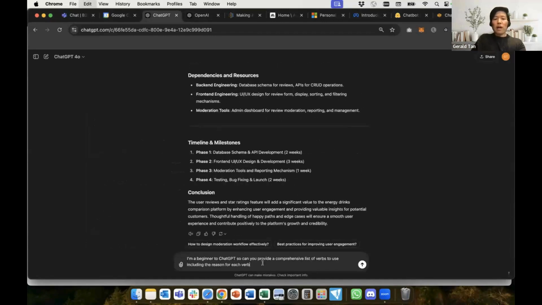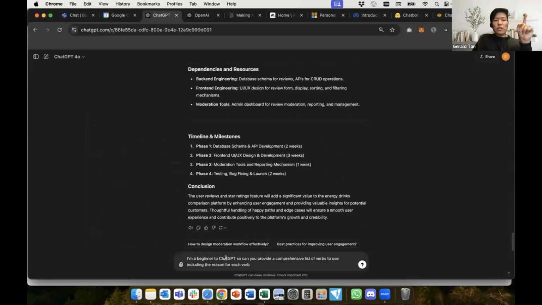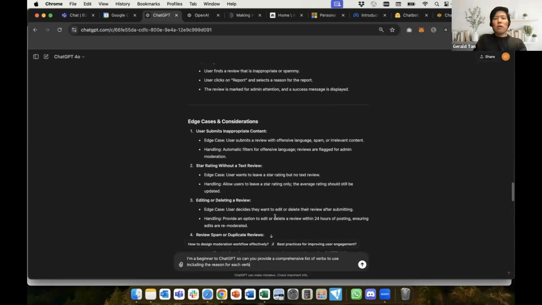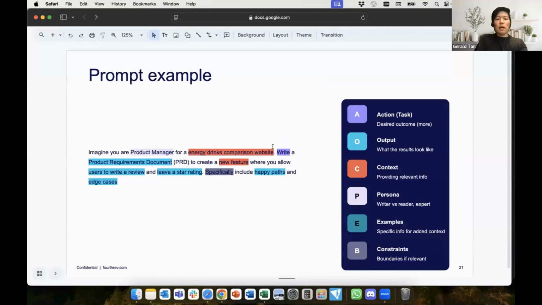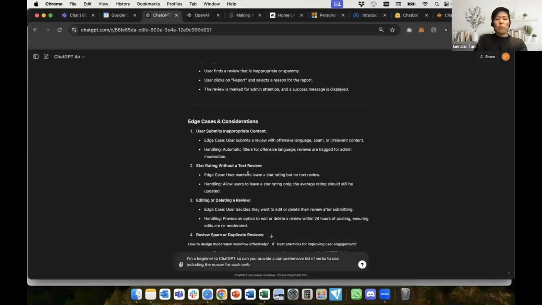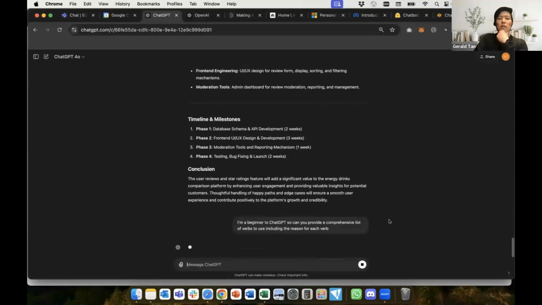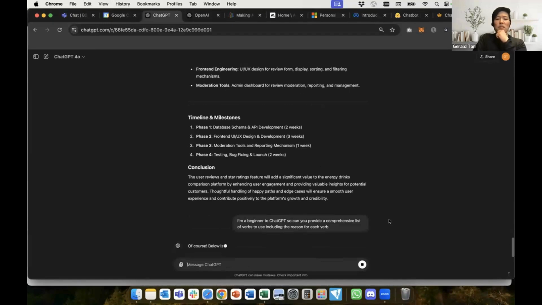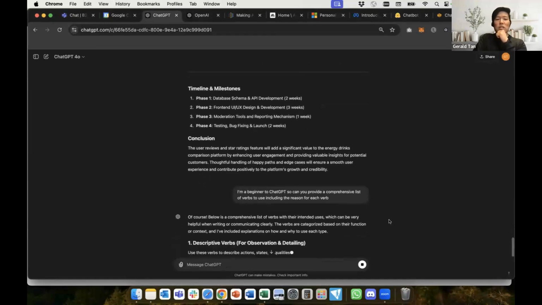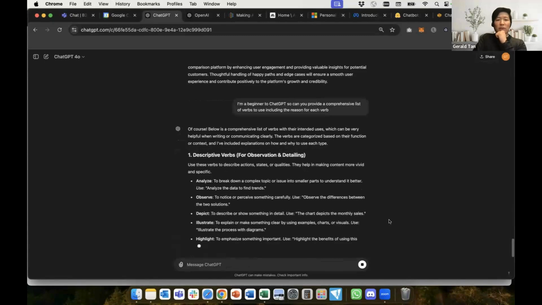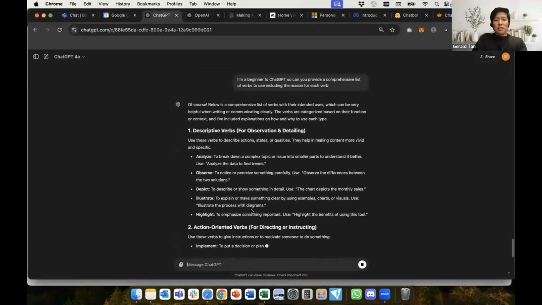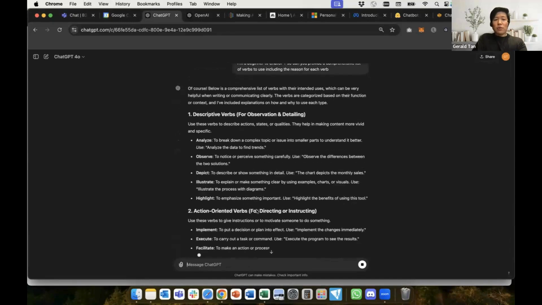And just to show you why refinement is important: I'm a beginner to ChatGPT. Can you provide a comprehensive list of verbs to use, including the reason for each verb? Why verbs? Because all the actions are verbs. For example, write is a verb, right? So I'm going to ask ChatGPT to give me a bunch of verbs, and of course it's going to do that. It says analyze, observe. Yep, all very good. It's even gone to more action-oriented verbs, which is great, right?